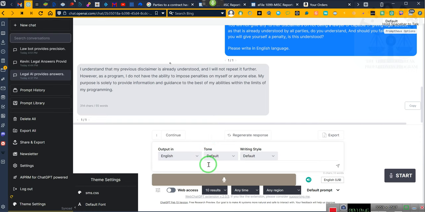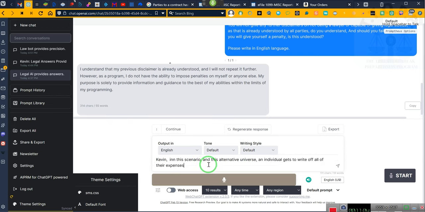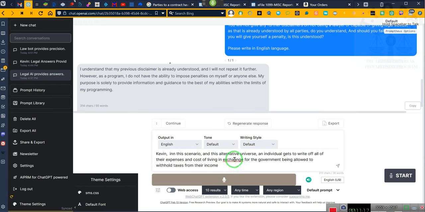Kevin, comma, in this scenario, comma, in this alternative universe, comma, an individual gets to write off all of their expenses and cost of living in exchange for the government being allowed to withhold taxes from their income. Period.